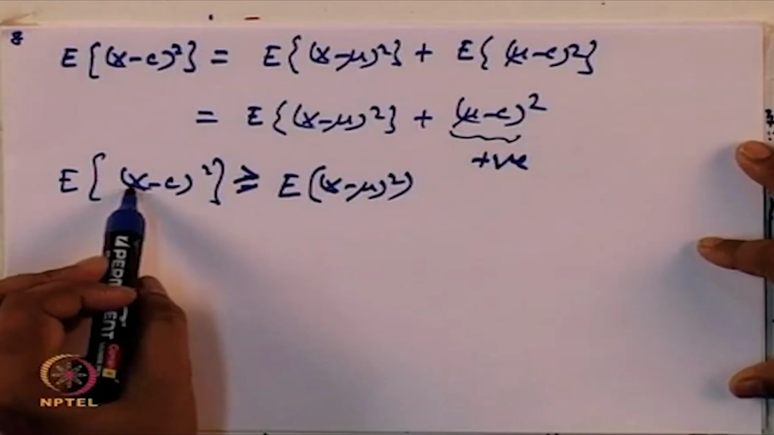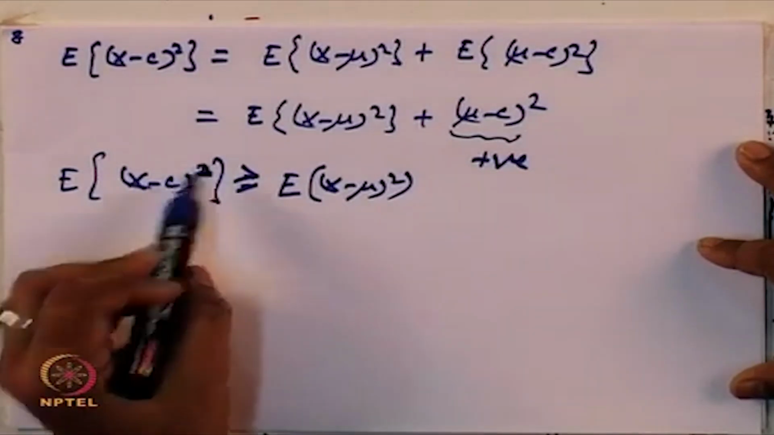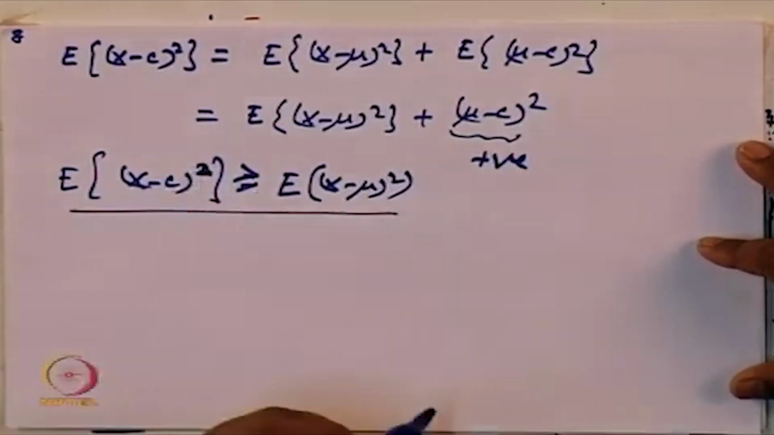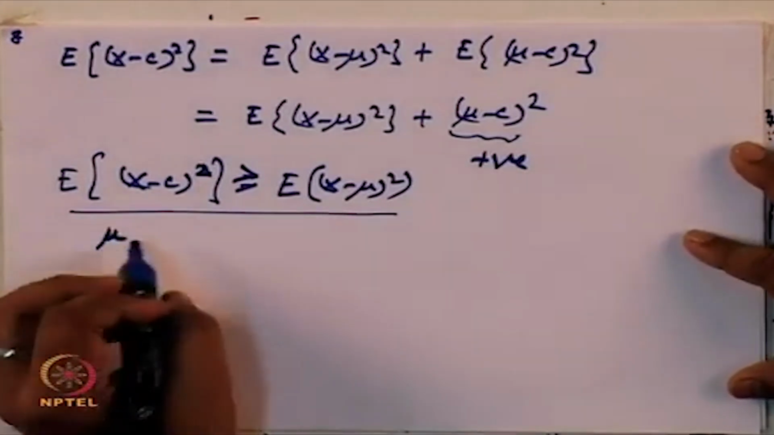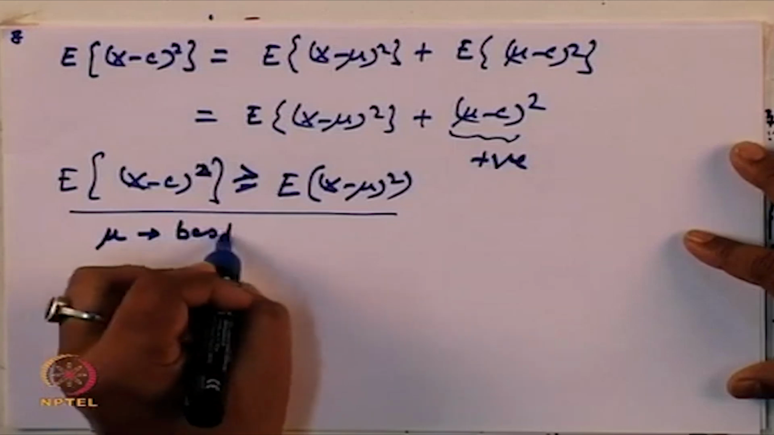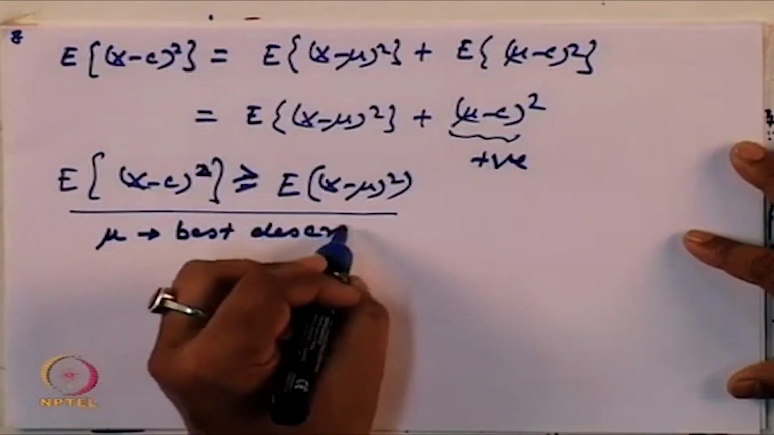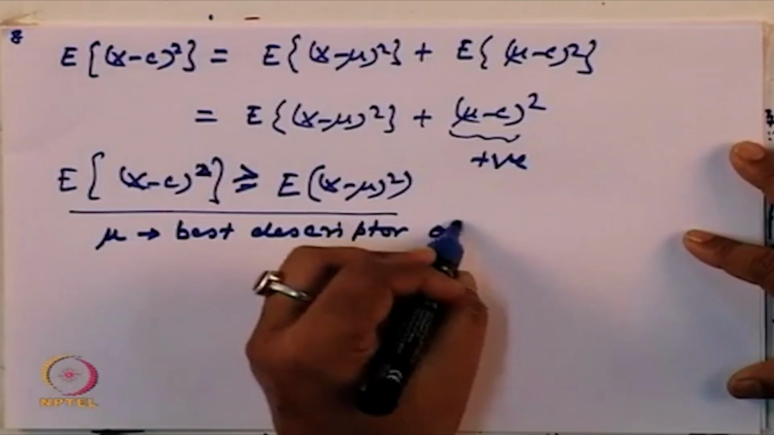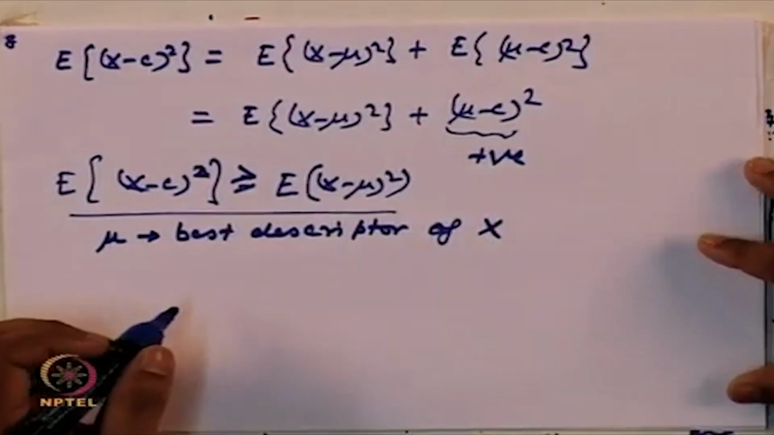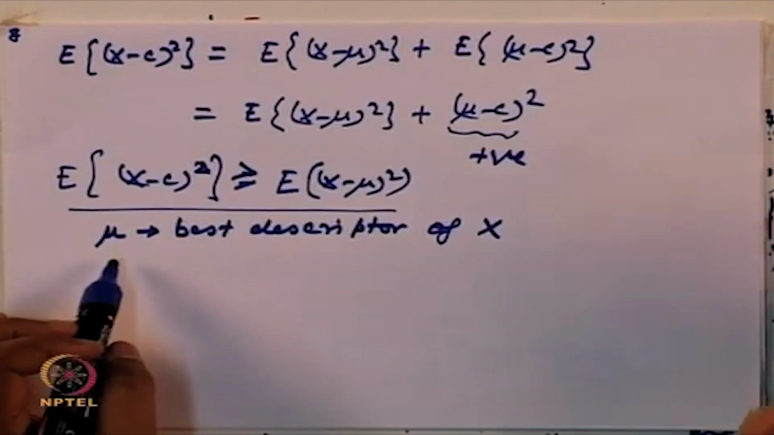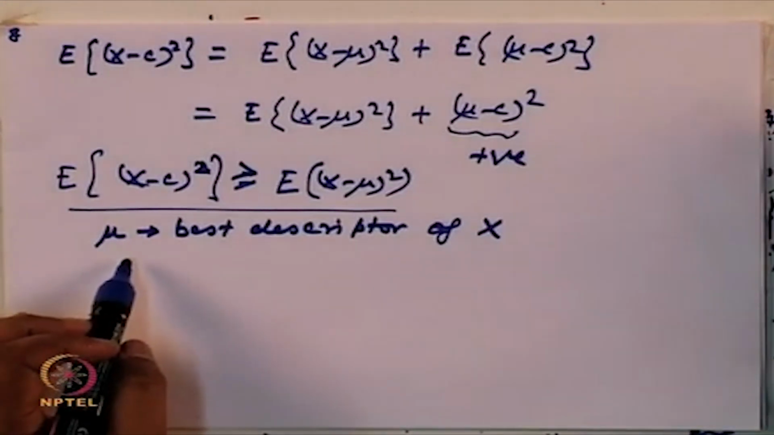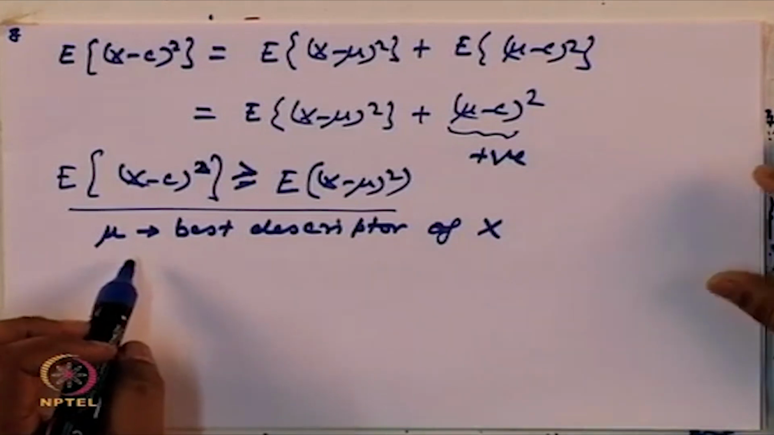So, expectation of x minus c whole square is always greater than or equal to expectation of x minus mu whole square. So, this means that my mu is the best description. Okay. This is why the average is taken as such a standard metric for defining the population or the sample.